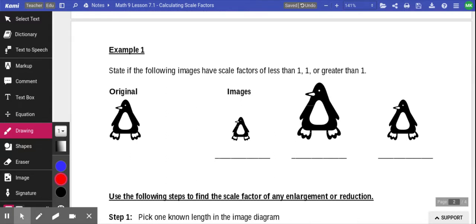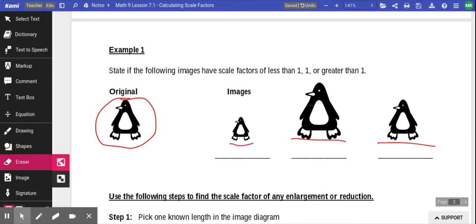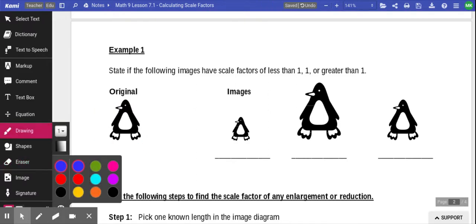Beautiful. Looking at this, we have our original over here, this penguin, and then we have 3 different penguins. Some of them have gotten bigger, some of them have gotten smaller. We're going to just guess the scale factor. We're going to estimate it. And we're going to talk about, is it bigger than 1, less than 1? So if I look at the first penguin right here, from the original to this penguin, I got smaller.